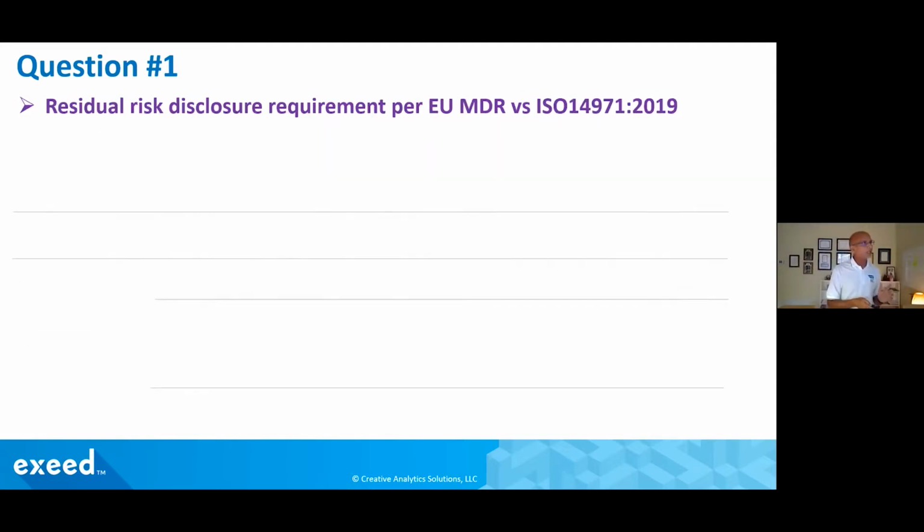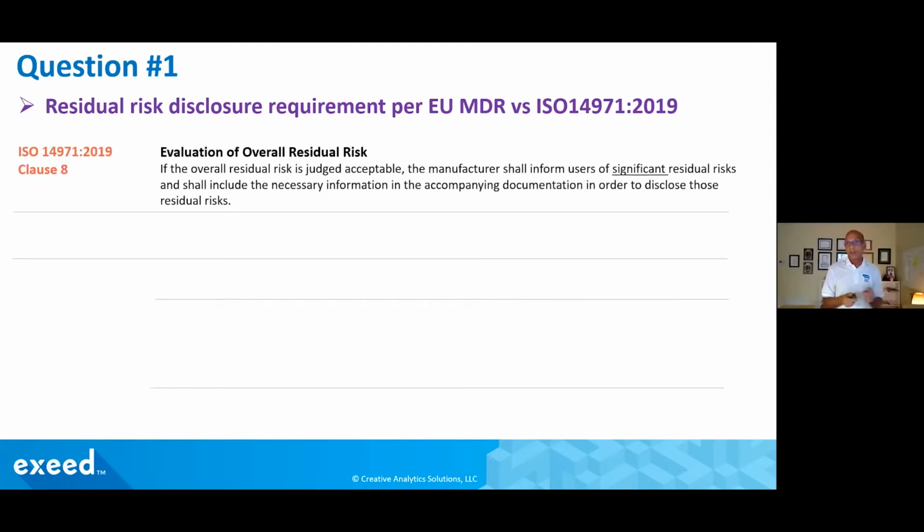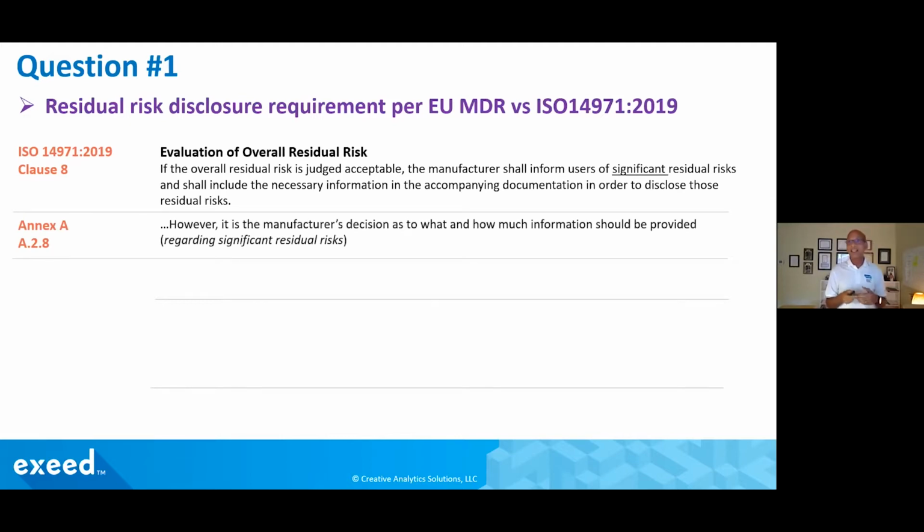Now let me go through what ISO 14971 is saying very briefly. Residual risk disclosure. Clause 8. So they have taken this requirement out of the individual residual risk section and put it in the overall residual risk. If the overall residual risk is judged acceptable, the manufacturer shall inform users of significant, now underline is mine, significant residual risks, not any residual risks, significant, and shall include the necessary information. So that is okay. So then what does that mean?